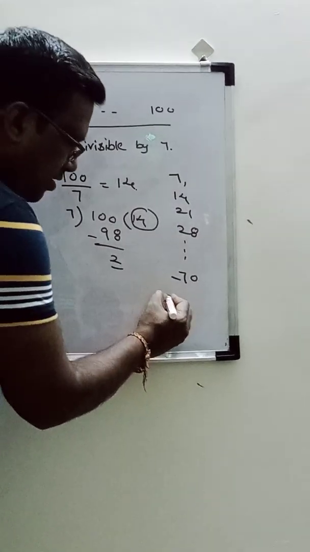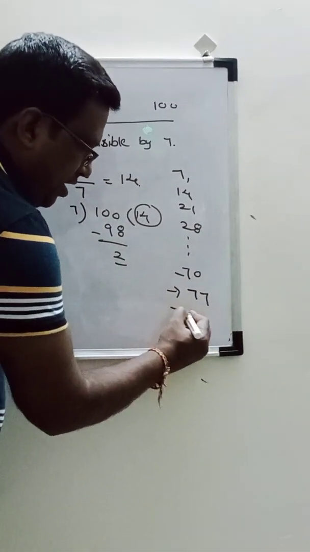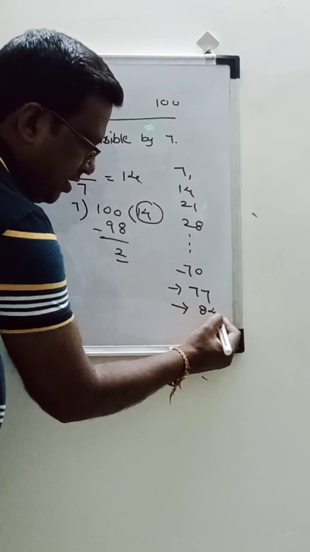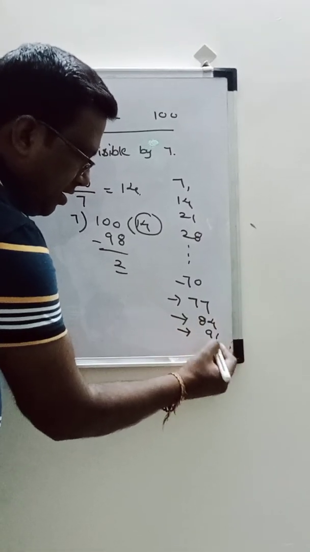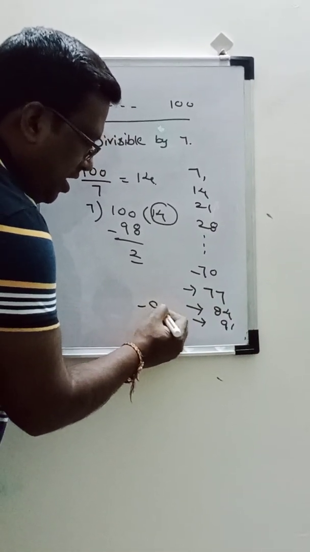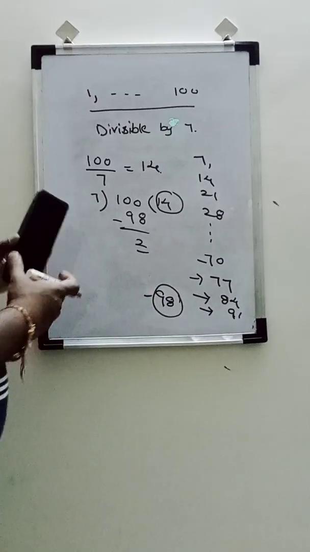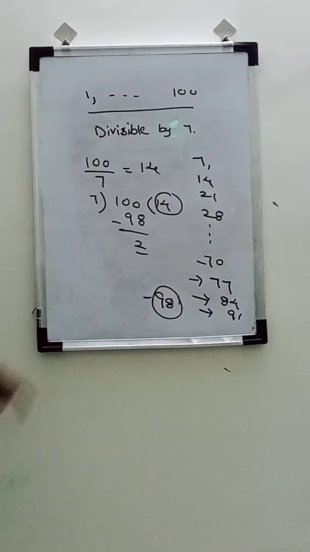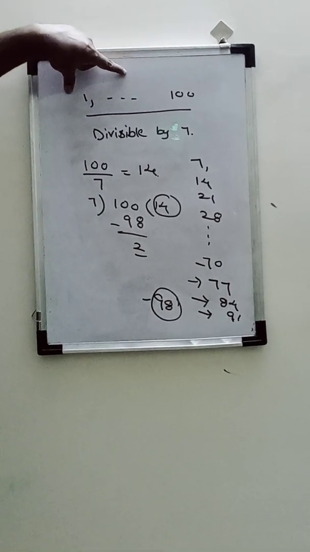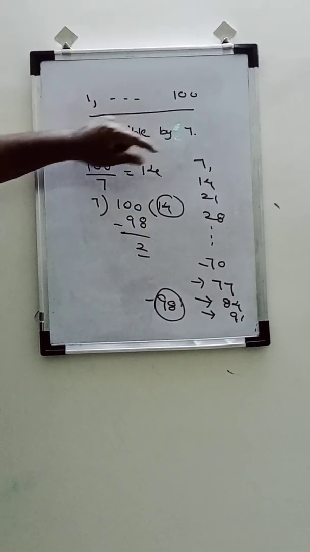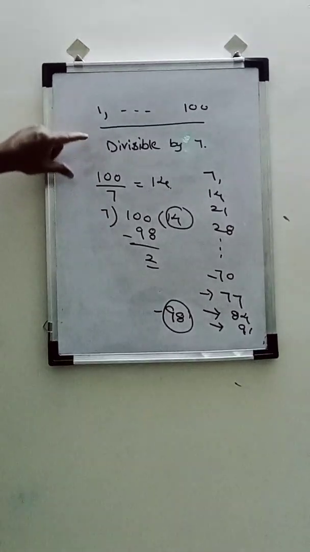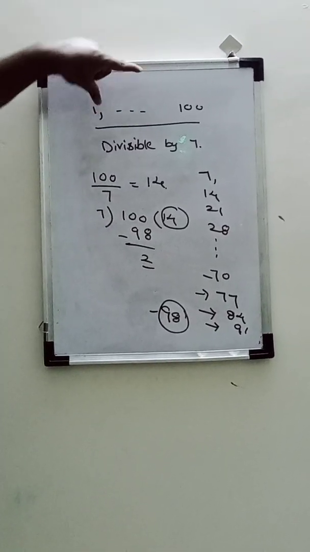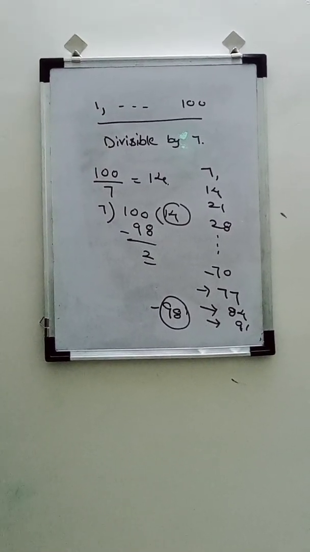In a similar way, 77, next 84, next 91, next 98. 98 is the highest multiple which is divisible by 7 between 1 and 100. This is the way: if any range is given and a divisor is given, then we can find the number of numbers divisible within the range using this divisibility method.